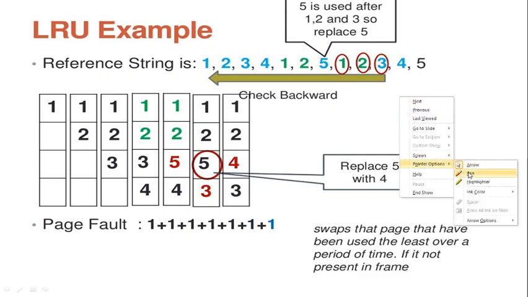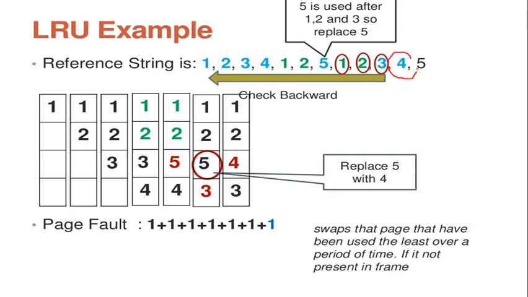In our next time period, we have 4 here. In our previous data, you will check whether 4 is there or not. So 4 is not there here, right? So therefore we are going to do again the back checking. Back checking means 3 is the recent one, so 3 is the first one, let's say, and then 2 is the second one, and then 1 is the third one. So which one will be replaced? 5 will be replaced. Replace 5 with 4.